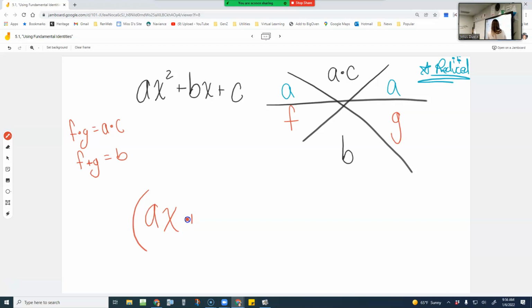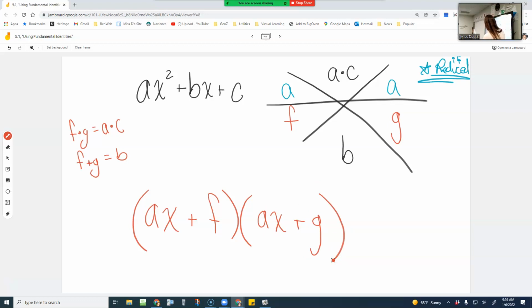f could be a positive or a negative. I'm going to put a plus. If it's plus a positive, great. If it's a negative number, plus a negative, great. It'll be minus. And then ax plus g.